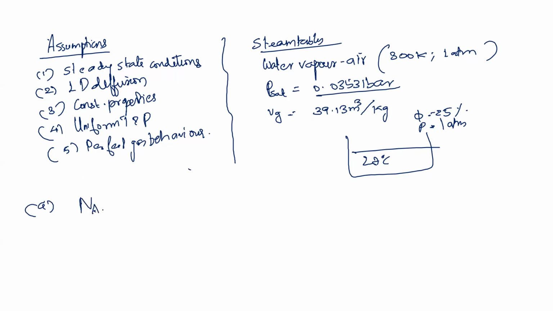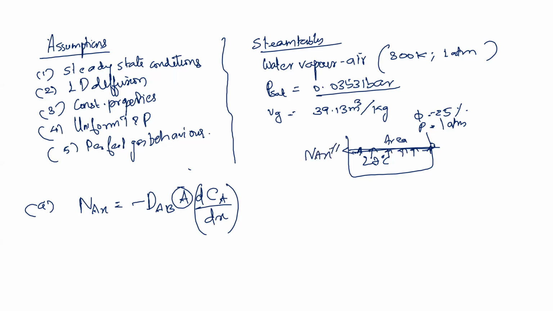So then NAX equal to minus DAB into A into DCA by DX. We know the basic equation. So area is this area of the pan, and the mass flux is this NAX. If we have seen the previous evaporation case, we are not considering that equation in that manner. First, you will analyze if it is like this. So only mass diffusion, no bulk motion. Bulk motion is not there, so we cancel that.